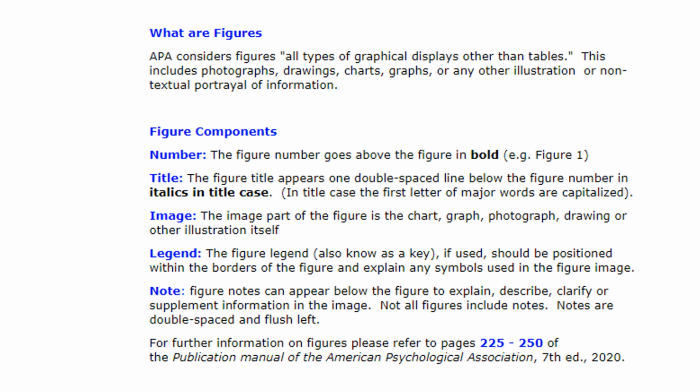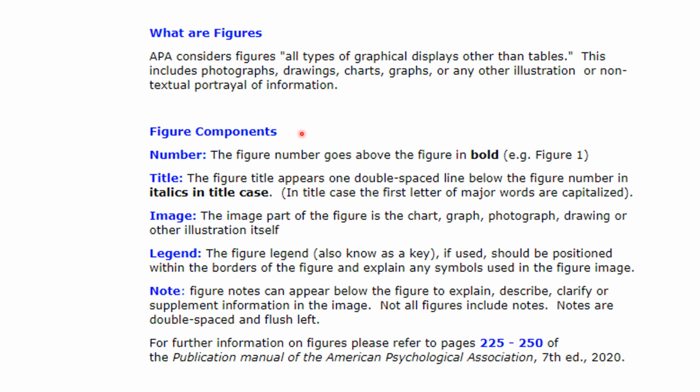Next, figures. What are figures? APA considers figures all types of graphical displays other than tables. So if it is not a table, then it is to be considered a figure in your research paper, in your thesis, or capstone. This includes a photograph, a drawing, a chart, a graph, a map, or any other illustration or non-textual portrayal of information, then it has to be labeled figure.